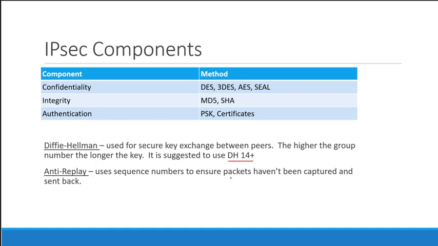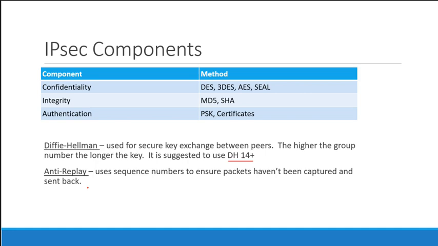And again, we have our anti-replay functionality, which just uses our sequence numbers to ensure packets haven't been captured and sent back. And I discussed it earlier. Basically there's a number attached to each packet. And as the devices process the packets, they keep track of that sequence number. And if it sees that sequence number again, it knows there's a problem.